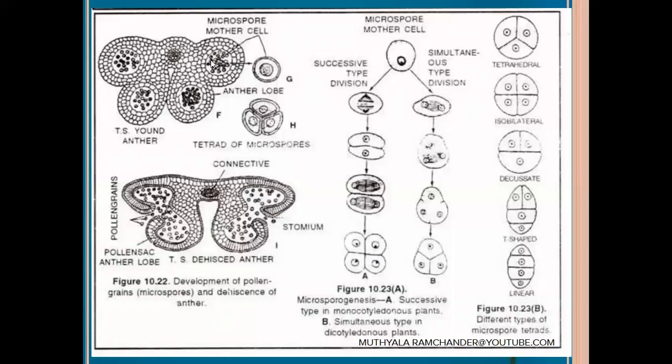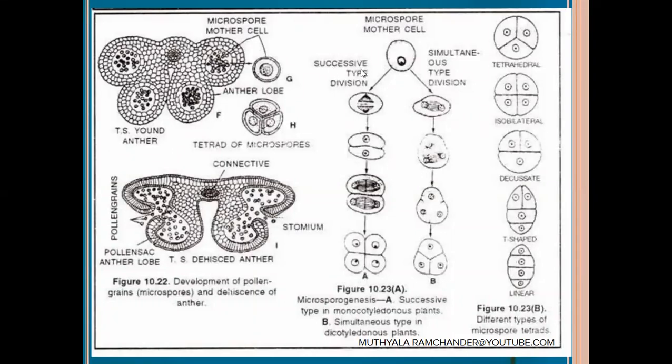Here, the production of microspores in the microsporangium chamber is called microsporogenesis. Microsporogenesis: microspores, meaning pollen grains, developed from the microsporangium chamber is called microsporogenesis.